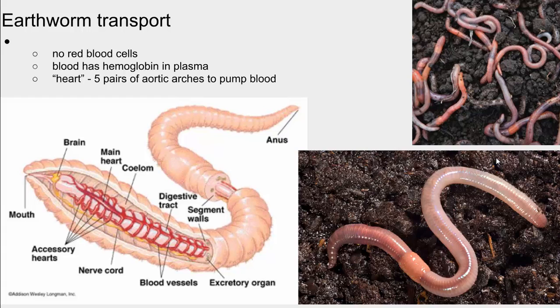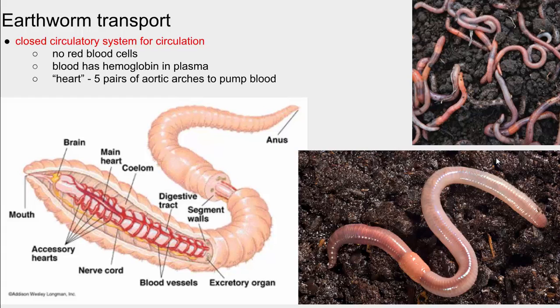All right, let's talk about animals now. So transport in animals. We've already talked a little bit about earthworms in the past. We'll continue with the same organisms. We'll talk about earthworms, we'll talk about insects, and then we'll talk about humans. So earthworms have what we call a closed circulatory system. All of their blood is contained within blood vessels. We'll compare this to a different type of circulatory system, open circulatory system.